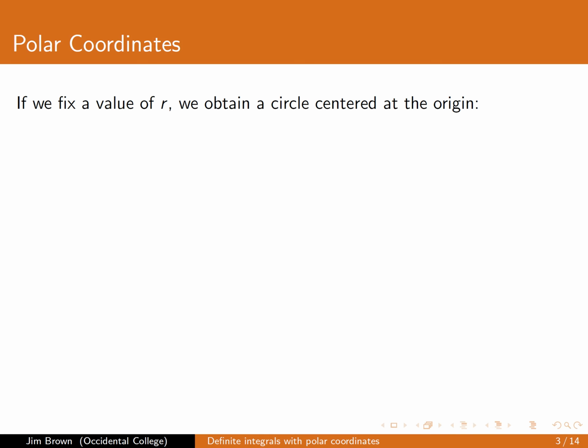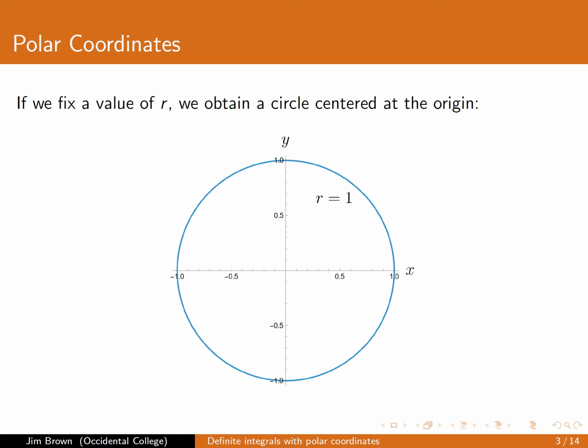Just to get an idea of what the graphs look like, if we fix a value of r, we just obtain a circle centered at the origin. For instance, if I look at all the points where r is equal to 1, that gives me a graph like this. What this basically means is that if we're working with circles, it's going to be simpler to work in polar coordinates than in rectangular coordinates.